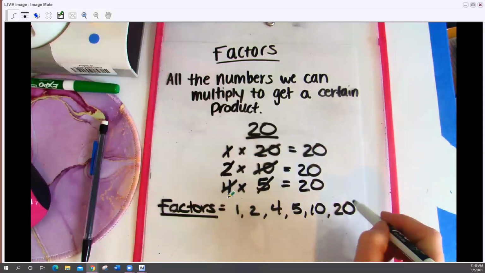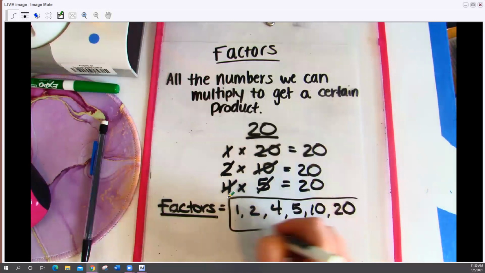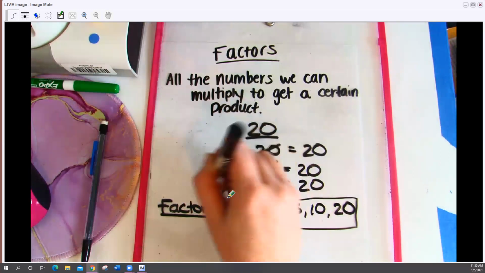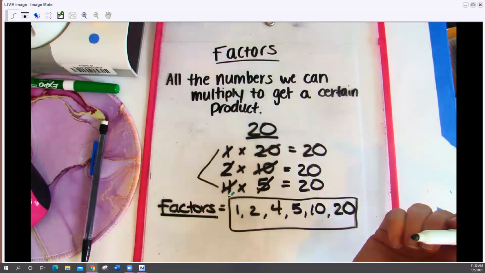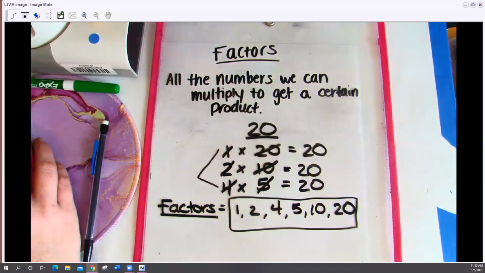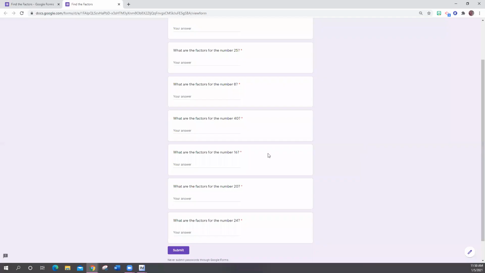So this is what your answers will look like. It'll be a bunch of numbers separated by commas. This part that I did here was just to help me figure out what the factors are. When you're putting your answer into the Google form, you're just going to write like 1, 2, 4, 5, 10, 20, whatever the factors are, and then hit submit.